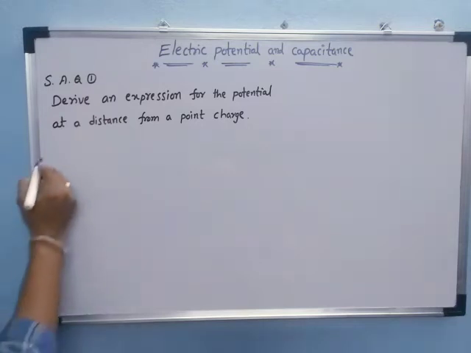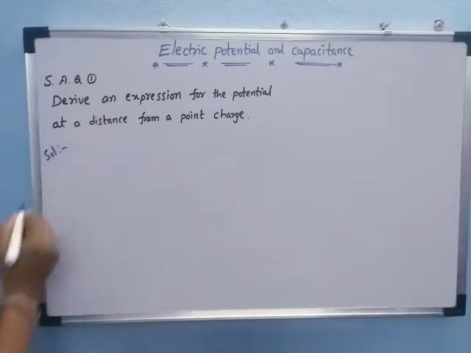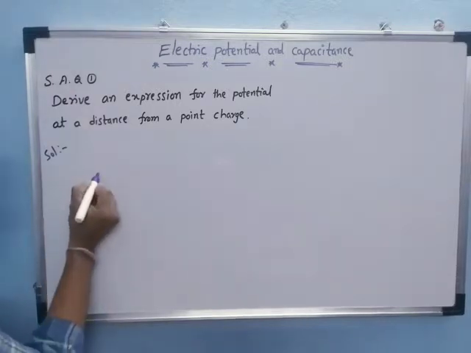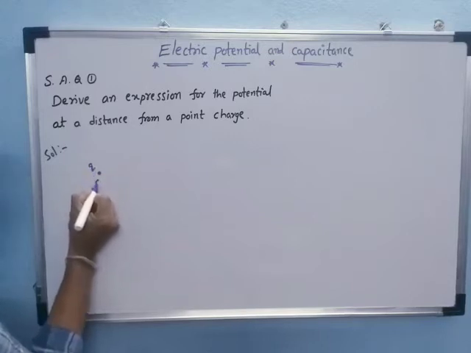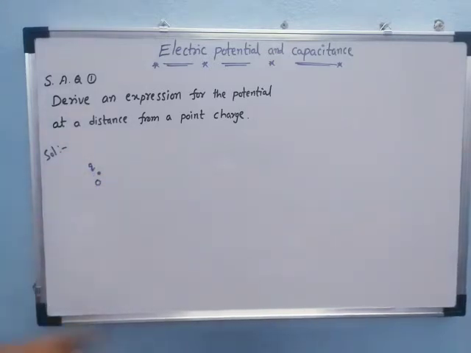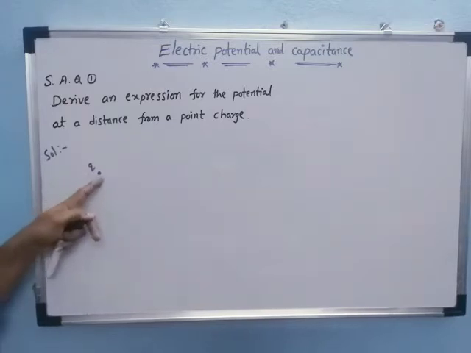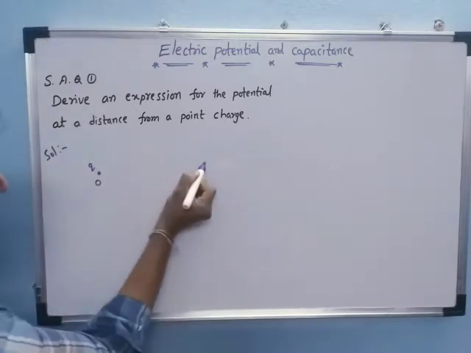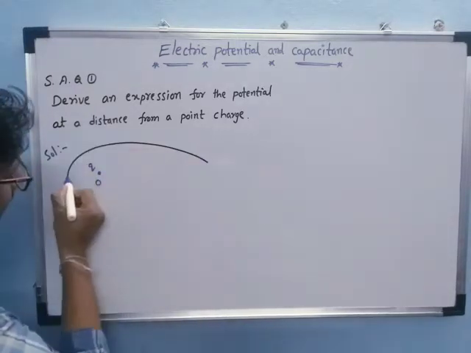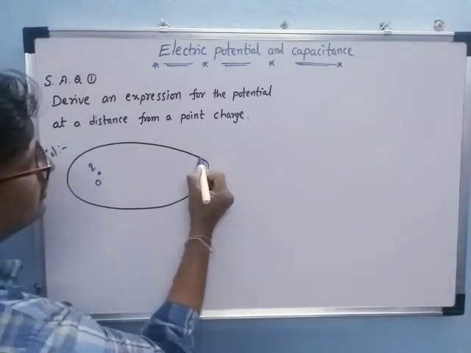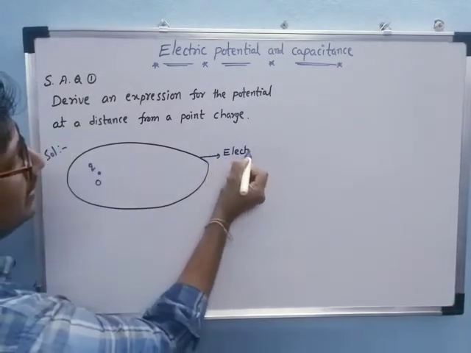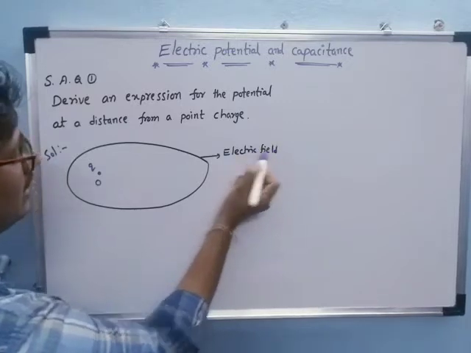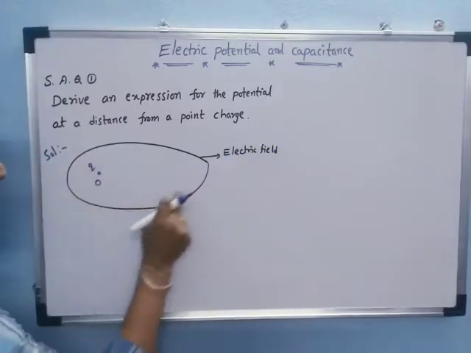Let us consider a charge q placed at point O. Around this charge, an electric field is produced.